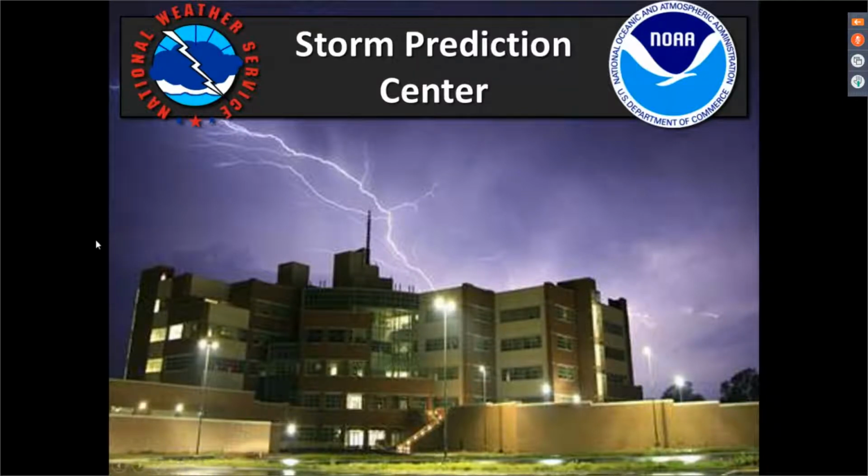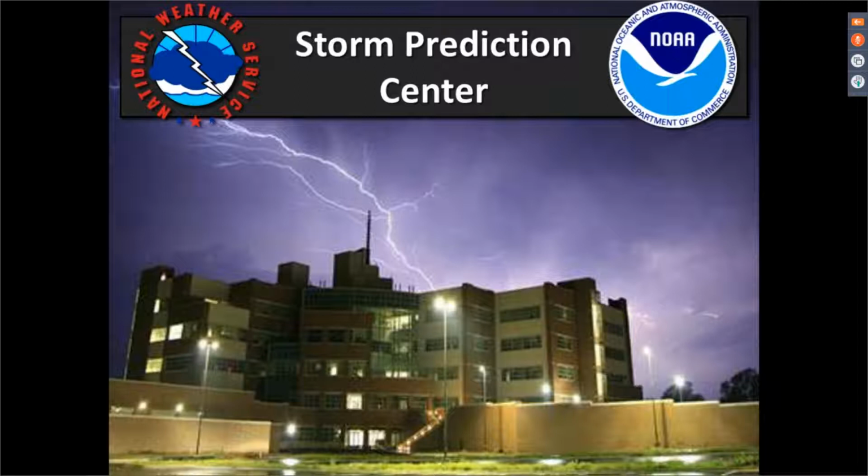All right, so we're going to kind of switch gears here and talk about the Storm Prediction Center. This is a national center that's located in Norman, Oklahoma, and they do a lot of research regarding severe thunderstorms and tornadoes. And they also issue all the tornado watches and the severe thunderstorm watches across the country. So they are in charge of issuing the watches for tornadoes and severe thunderstorms. But the local offices, like my office here in Nashville, we issue the warnings for tornadoes and severe thunderstorms.